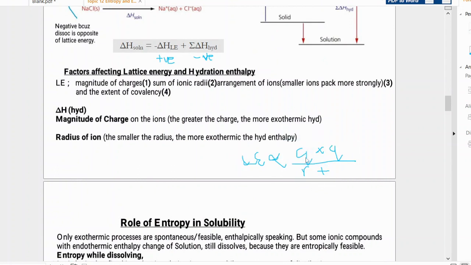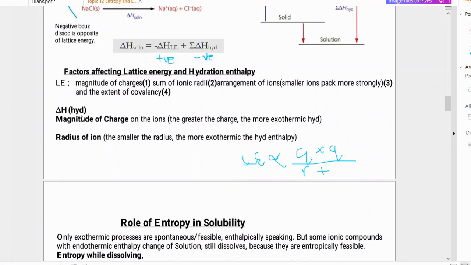So for lattice energy, the greater the magnitude of charge, the more exothermic the lattice energy. The smaller the sum of ionic radii, the more exothermic the lattice energy. Arrangement of ions: smaller ions pack more strongly. And the extent of covalency: the greater the extent of covalency, the more exothermic the lattice energy.